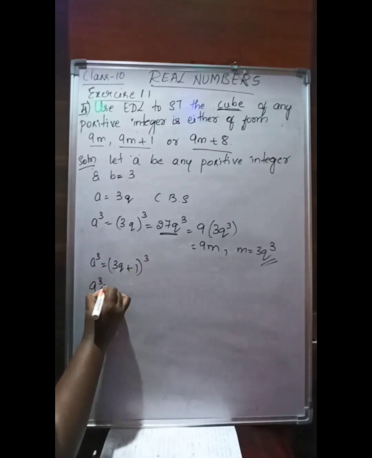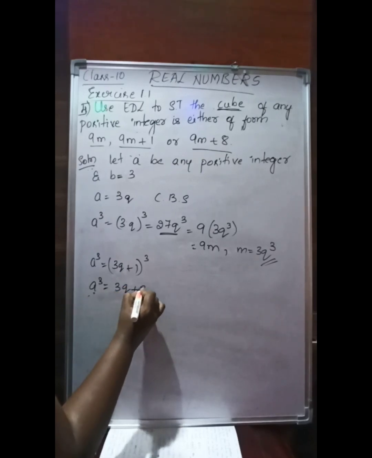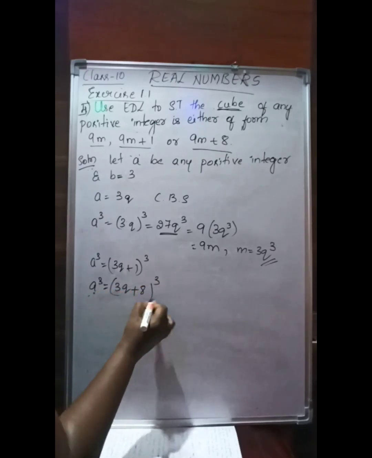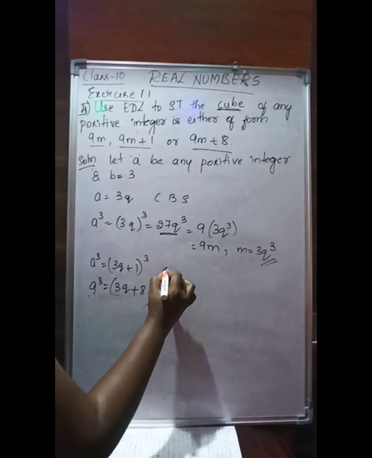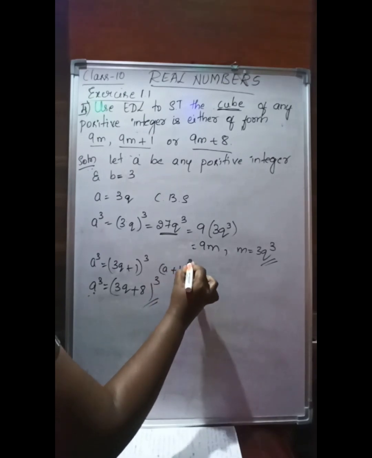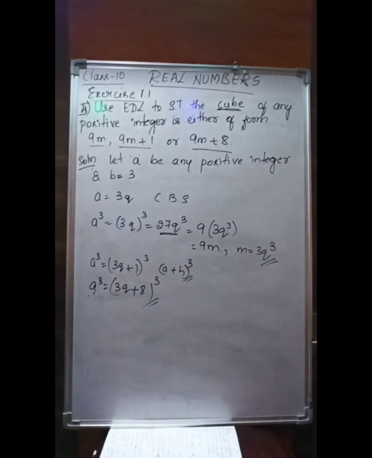Then a cube equals 3q plus 8 whole cube. So expand this one using the a plus b whole cube identity. You will get the answer. Take this one as homework.